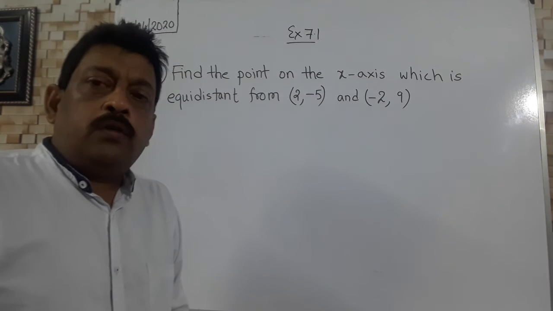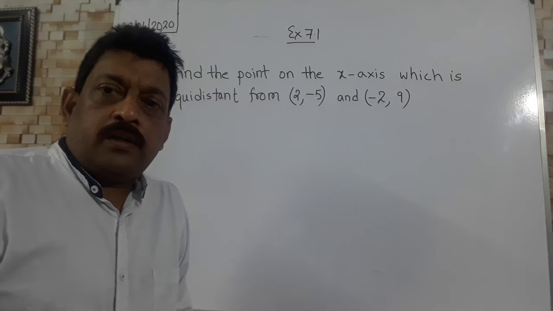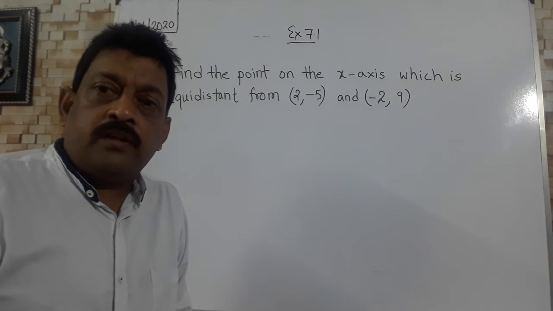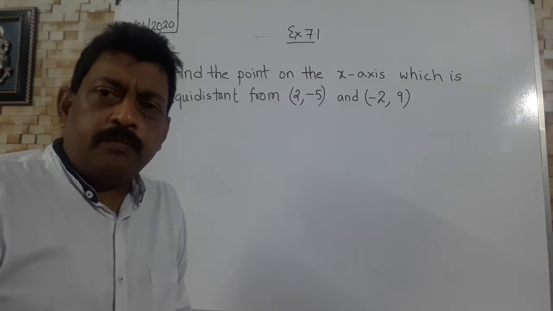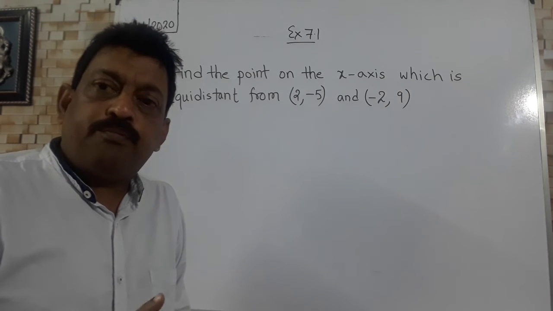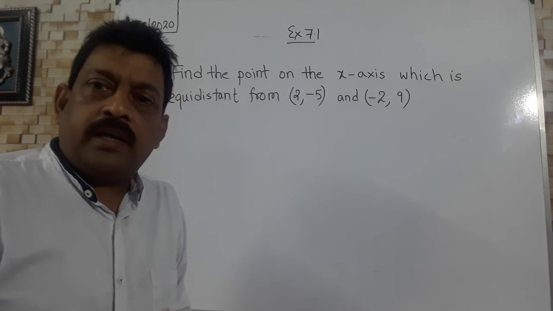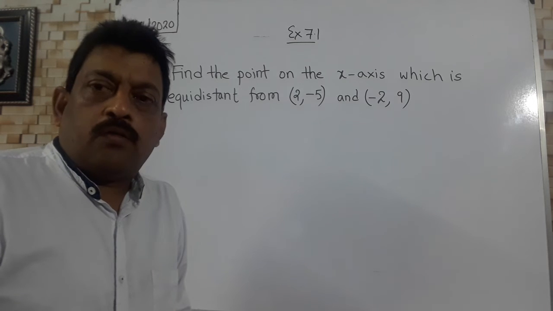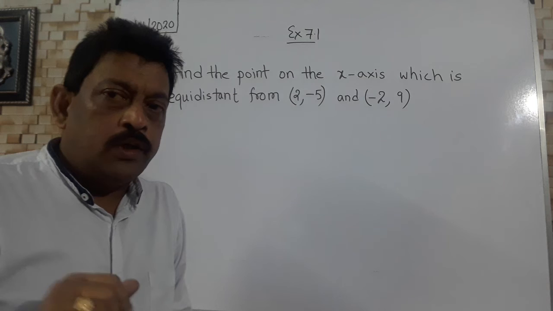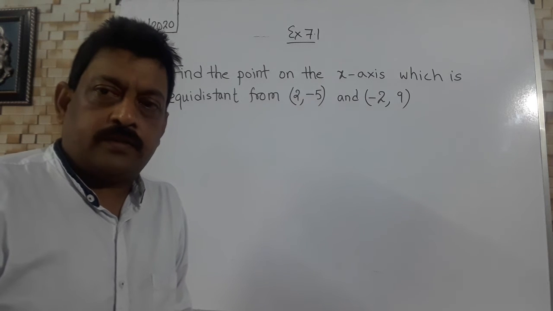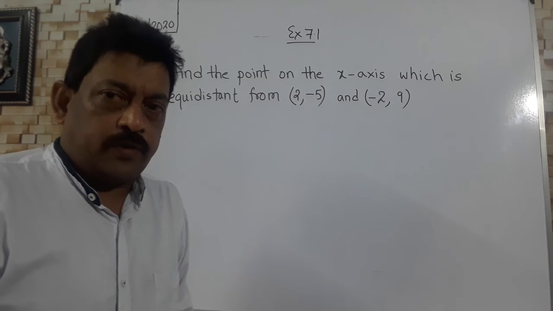Now we all know on the x-axis any point is written in the form (x, 0). So let me consider the point P whose coordinate is (x, 0). The y coordinate is already 0 because it is lying on the x-axis. Only we have to find the value of x. Then we'll get the point P.